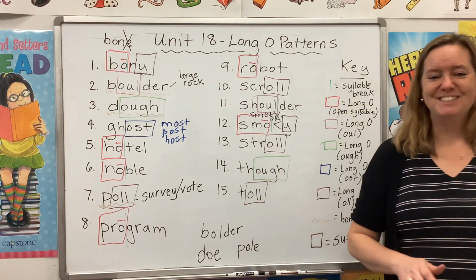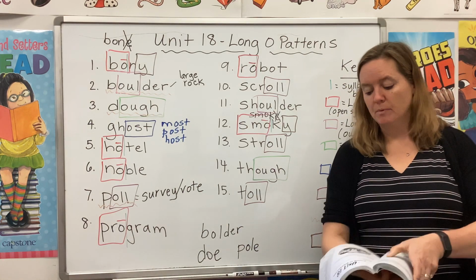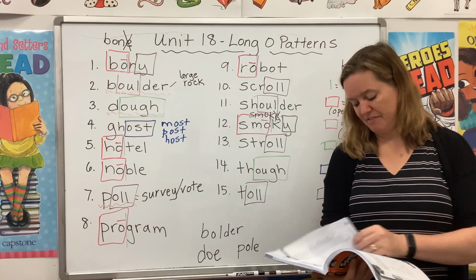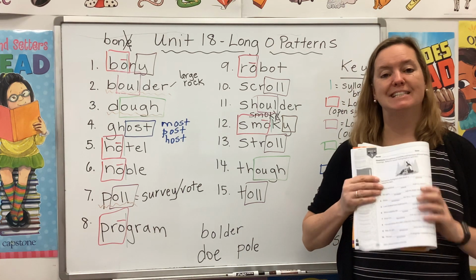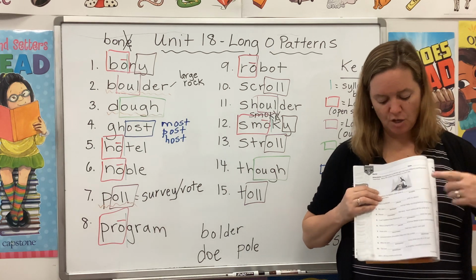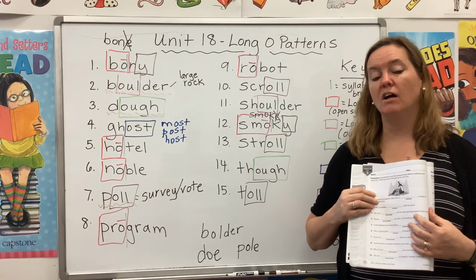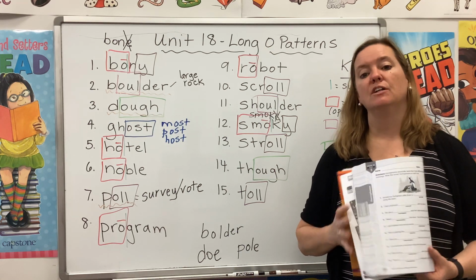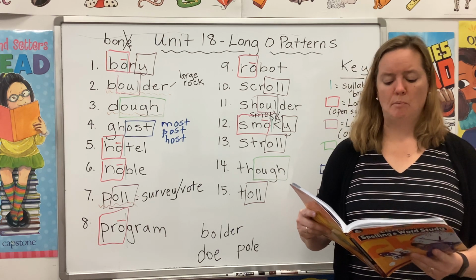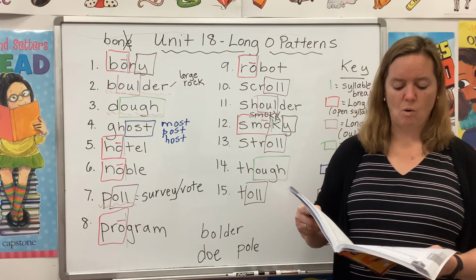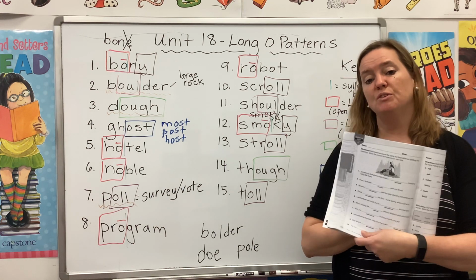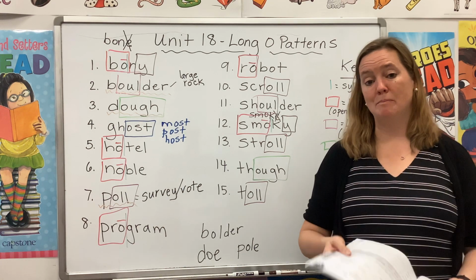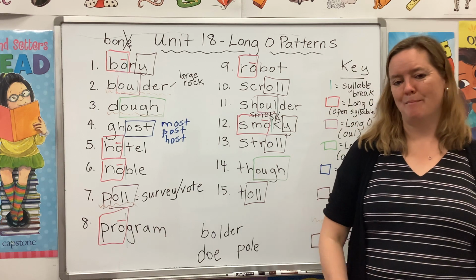All right, what else do I need to tell you about? Speaking of homophones, when you get to page 116, you have a whole bunch of long O homophones to choose from. So pole versus poll, roll versus role, dough and doe. So if you don't know what some of these homophones mean, you might need to look them up.